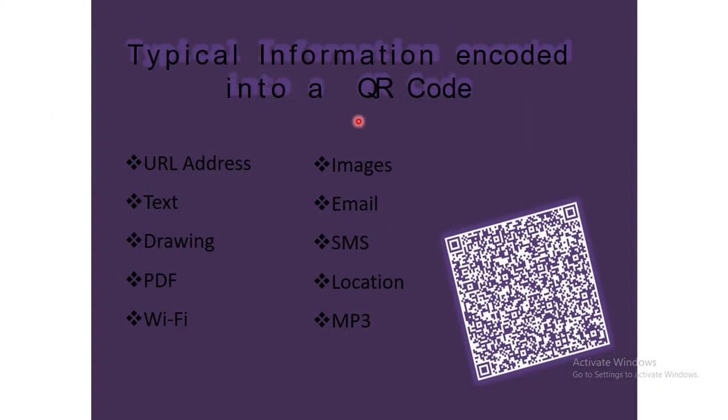Basically, the information that you can encode in a QR code is so much, but some of them are email addresses. You can encode text messages, drawings, PDF files, Wi-Fi, music, SMS, and images.